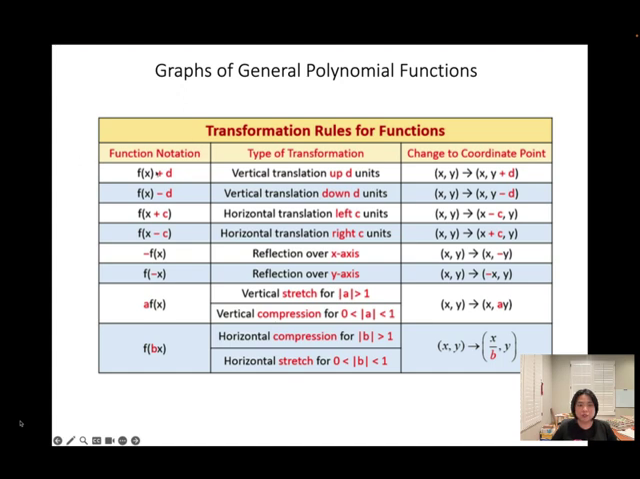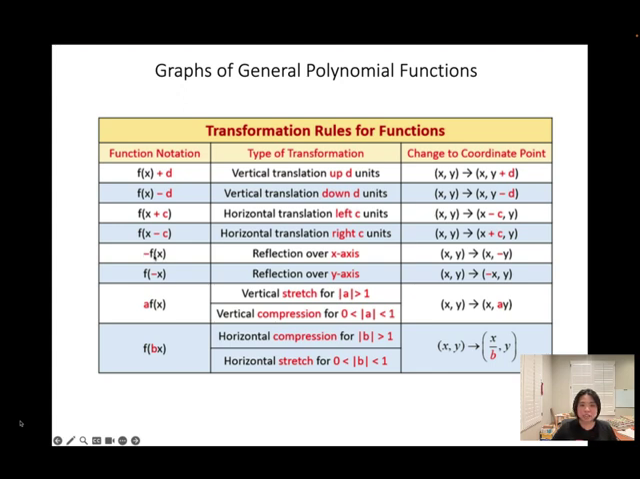If you have f of x, when you add a constant, you shift the graph upward d units. When you subtract a constant, you shift downward d units. When you have x plus c within the x, you shift horizontally c units to the left. And x minus c will shift c units to the right.